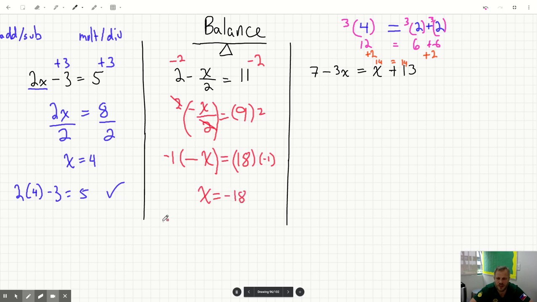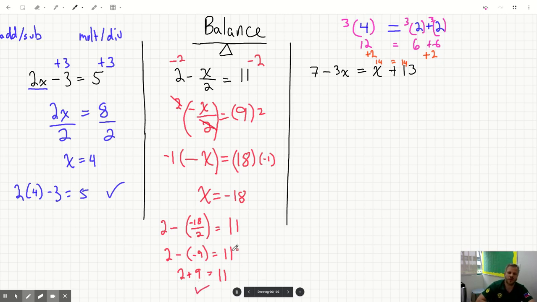And we can check that. 2 minus negative 18 over 2 equals 11. All right, so 2, and this is going to be minus, and this was negative 9, equals 11. 2 minus a negative, that's 2 plus 9. Sorry, minus 9 equals 11. So yeah, that's true. It works. Okay.